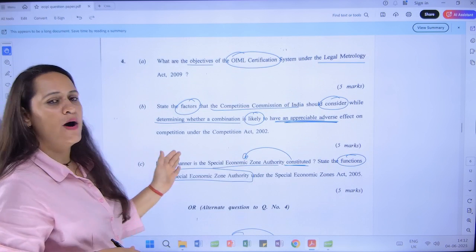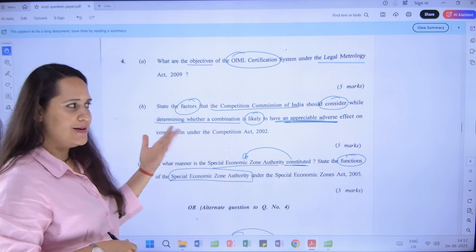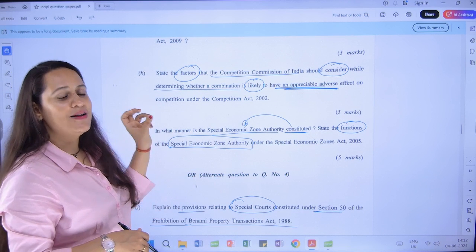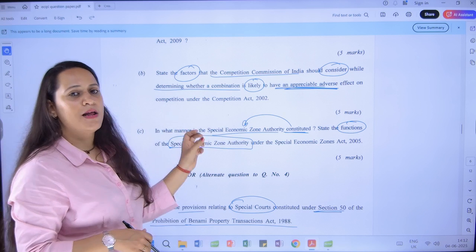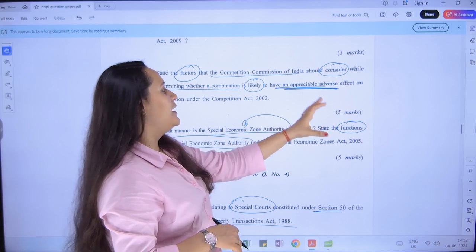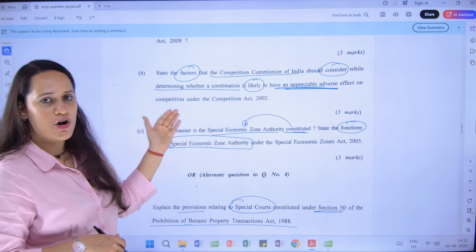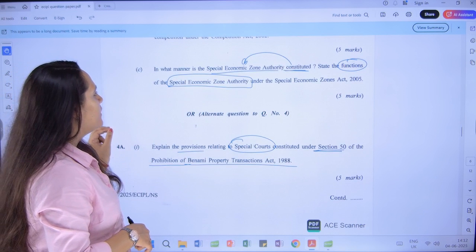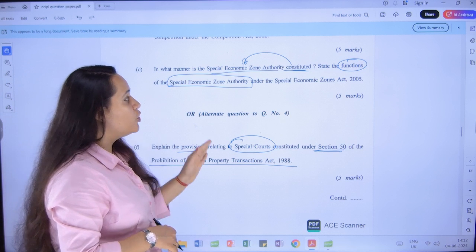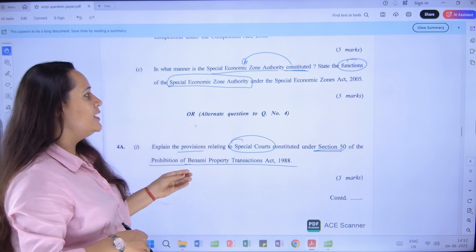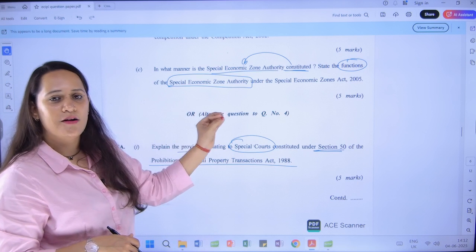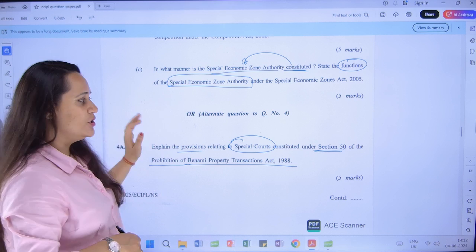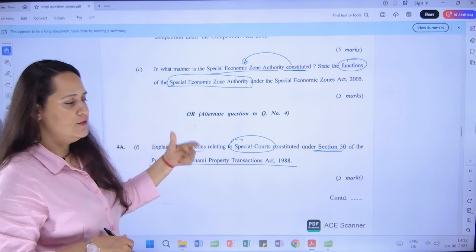Next. What are the objectives of OIML certification under Legal Metrology Act? Direct question. State the factors that the CCI has to take into consideration while considering whether a particular combination is going to have appreciable adverse effect on the competition in India or not. Again, direct question. In what manner is the Special Economic Zone Authority constituted, constitution of the authority, and what are the functions of these authority under the SEZ Act? Direct question. No case study, nothing, direct theory question. If you have prepared those chapters well, you should be able to write.